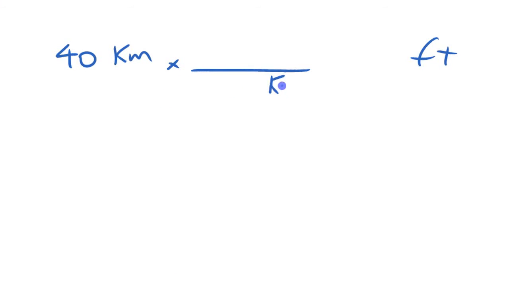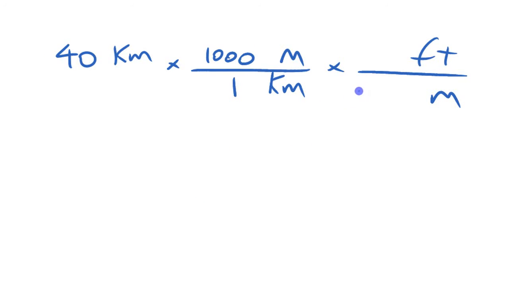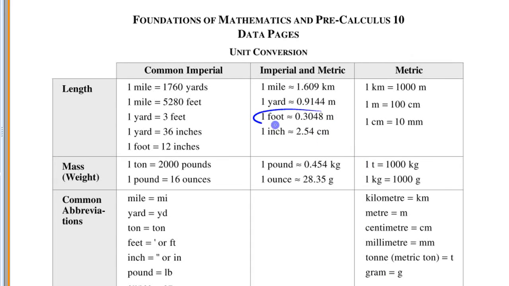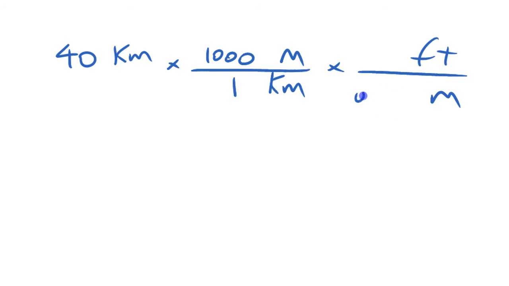I told you last time that you could do this in 2 steps. You can change kilometers to meters, and then meters to feet. That's totally fine. 1 kilometer is 1,000 meters, and using the conversion factor on that sheet, 0.3048 meters is 1 foot. You can do that, and that'll work.